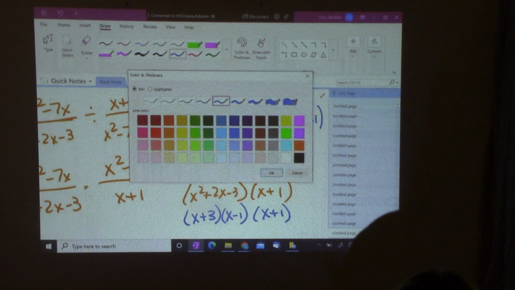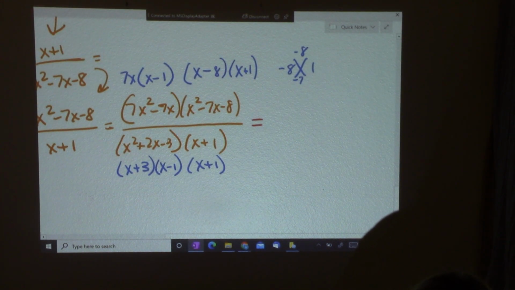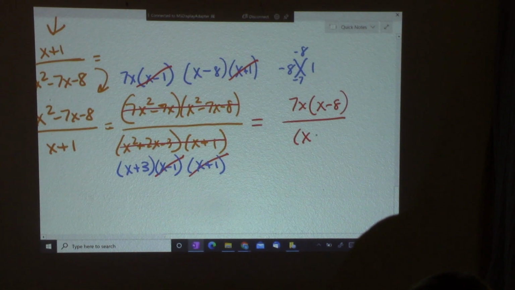Now I'm going to cancel everything. I love the colors. Use the colors if you can. It really helps to keep it all straight. Okay, that went away. Now I'm going to start canceling. Do I have an x minus 1? I do. Those go away. How about an x minus 8? No. I'm going to keep that. How about x plus 1? I do. How about anything down here? Can I cancel anything there? Nope. So my answer is 7x times x minus 8 over x plus 3.